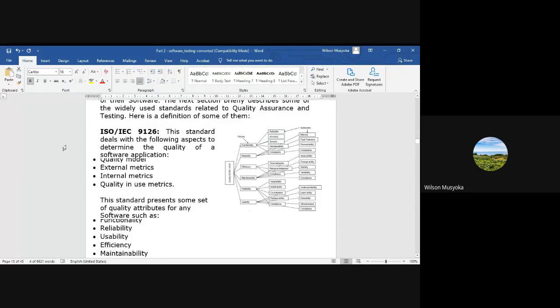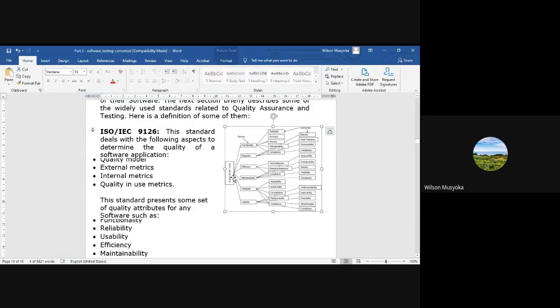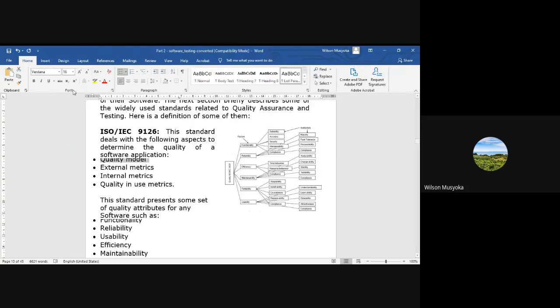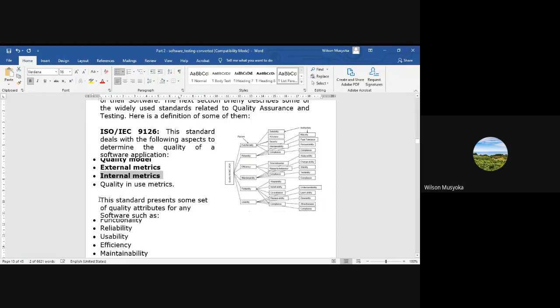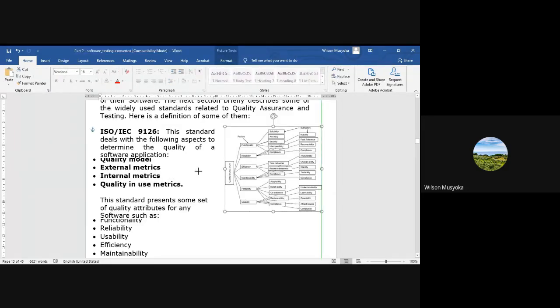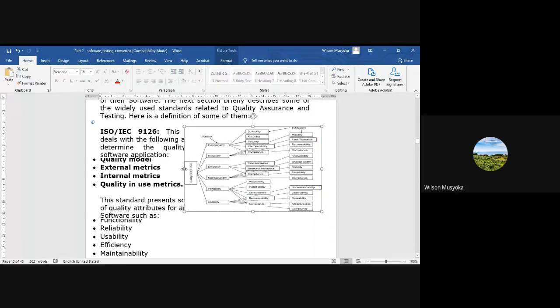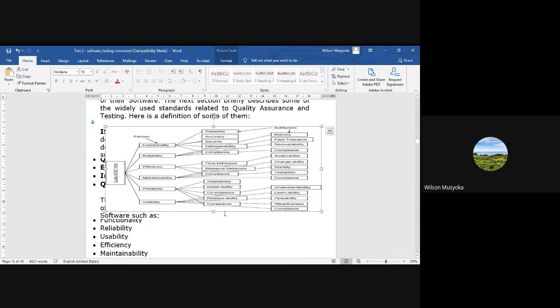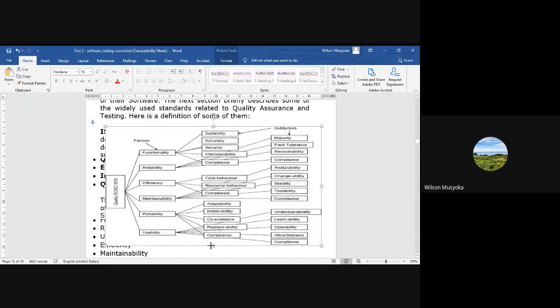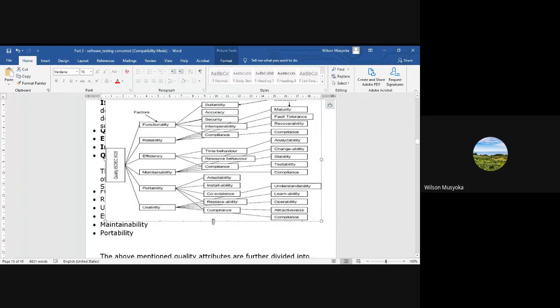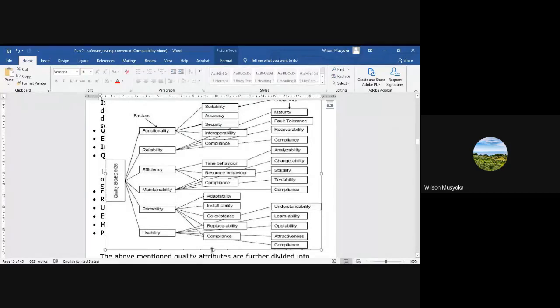This standard deals with the aspects of software quality. When it is looking at software quality, there is a diagram which explains that concept. It looks at the quality model, the external metrics, the internal metrics of the software, and quality in use metrics. So let me expand this diagram a little bit so that you may be able to see it.